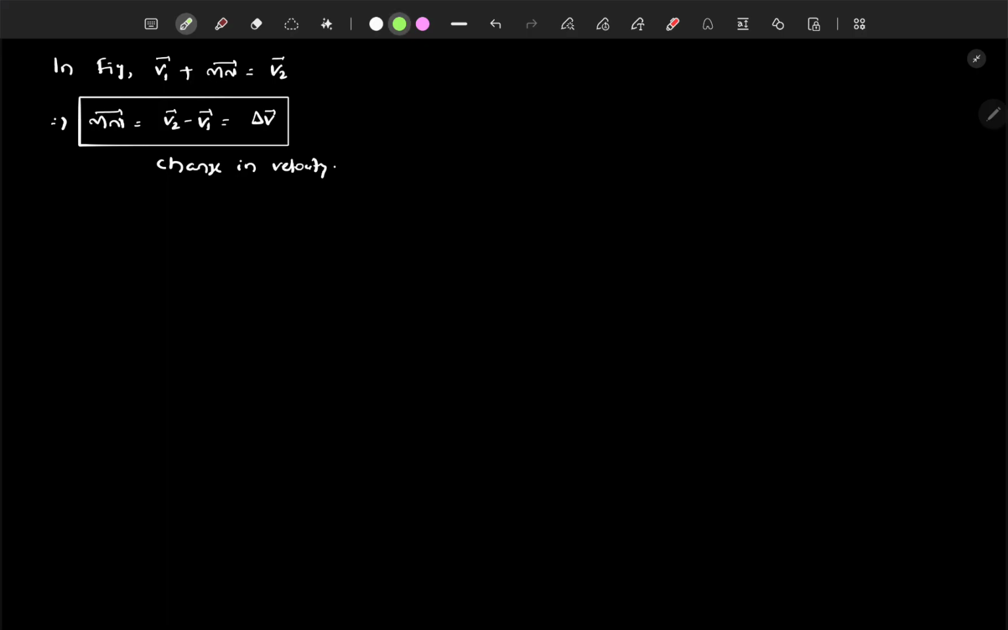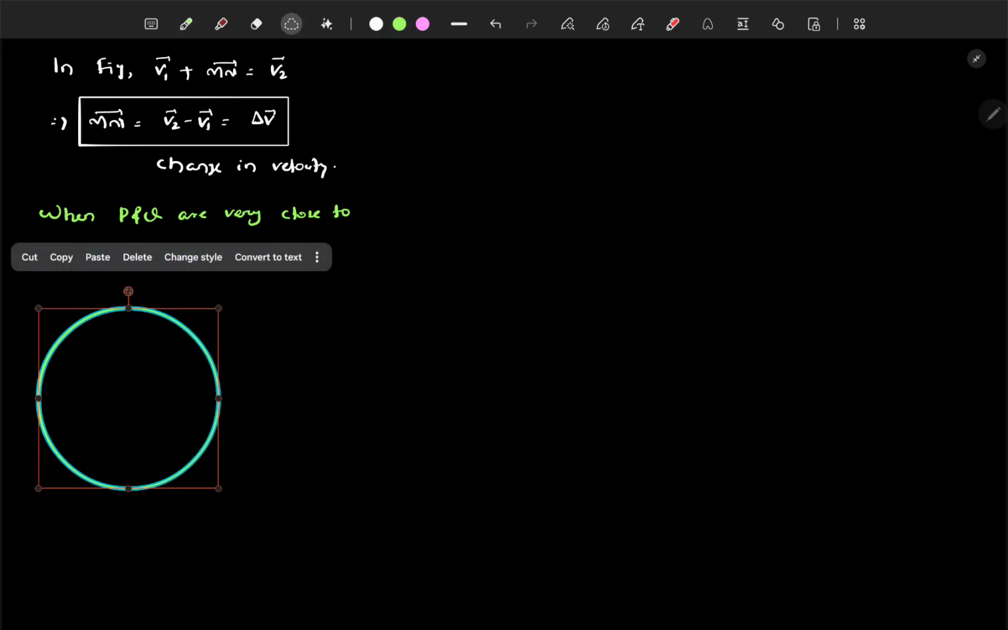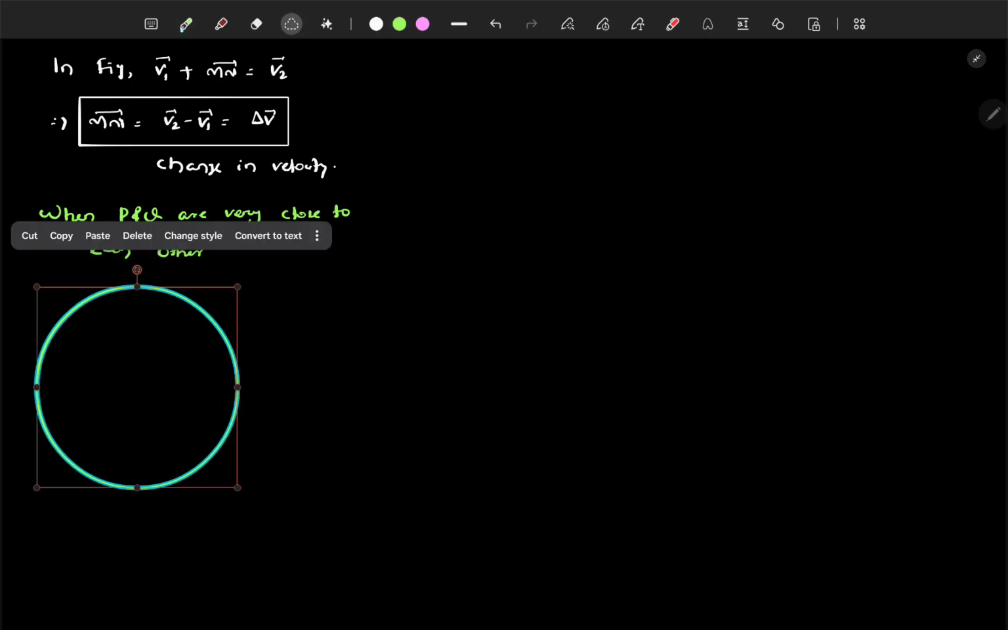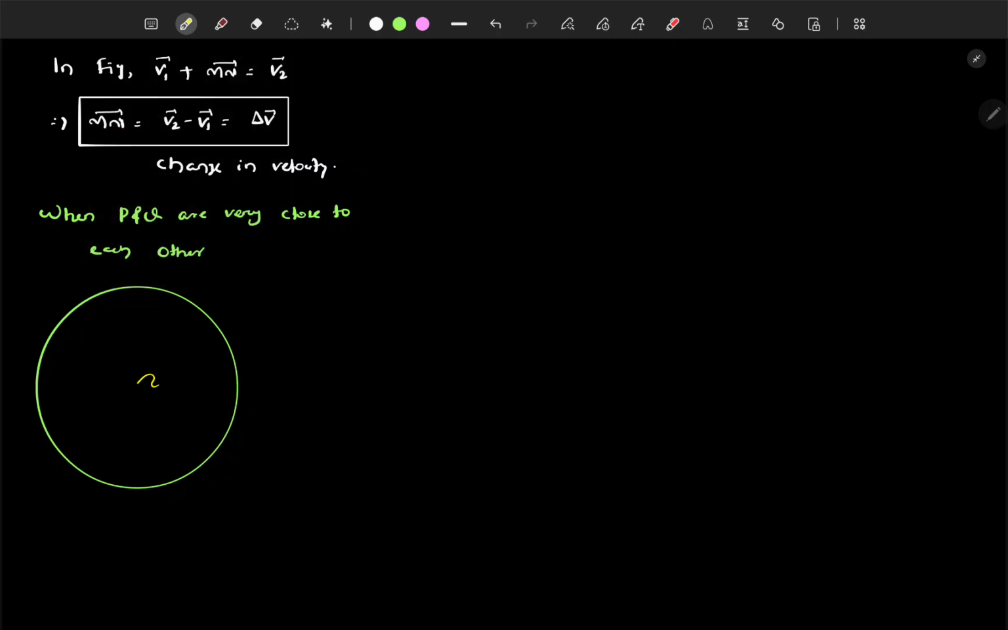So let us consider one case when P and Q are very close to each other. What will the diagram be? When P and Q are very close to each other, what will happen? This was our diagram. Taking P and Q close, the benefit is that we can actually see the linear displacement very easily. We can observe this thing.